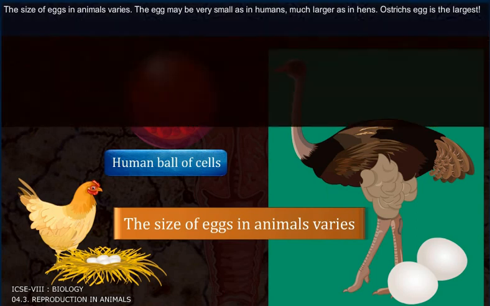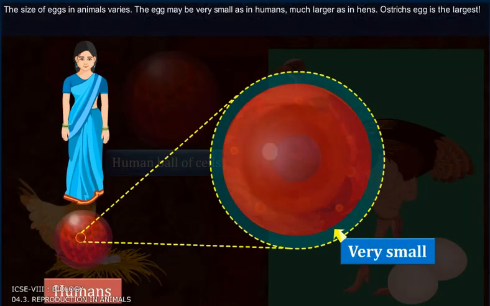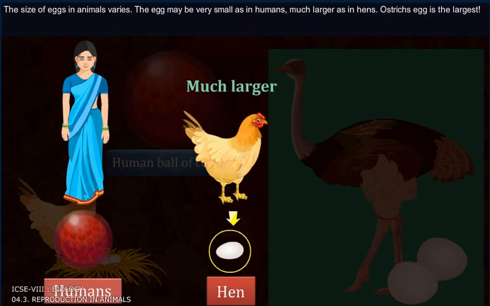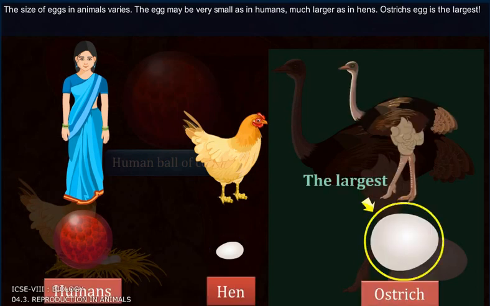The size of eggs in animals varies. The egg may be very small as in humans, but larger as in hens. The ostrich egg is the largest.